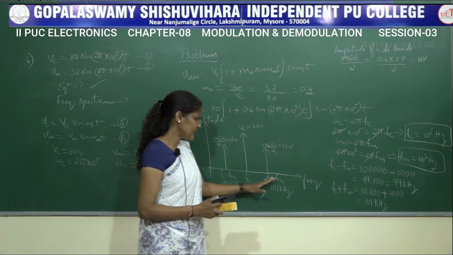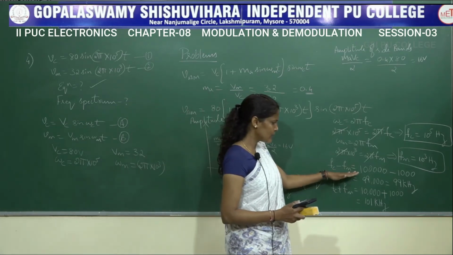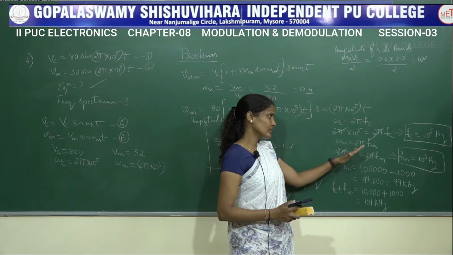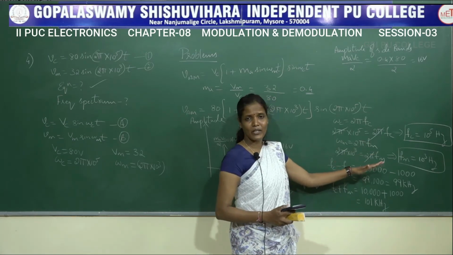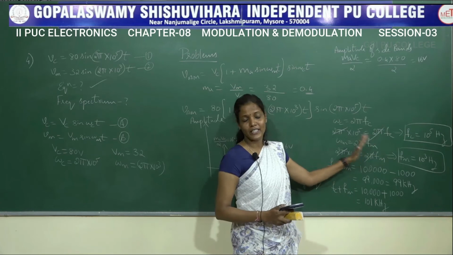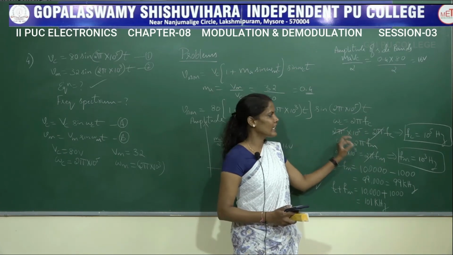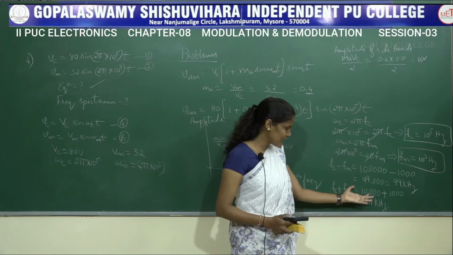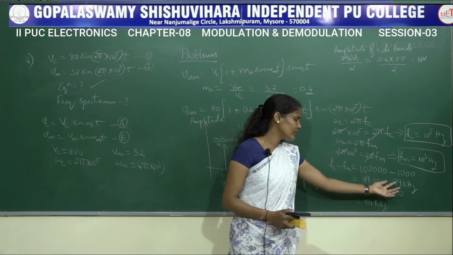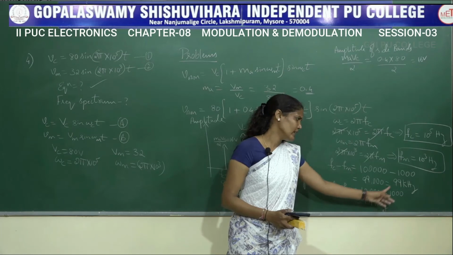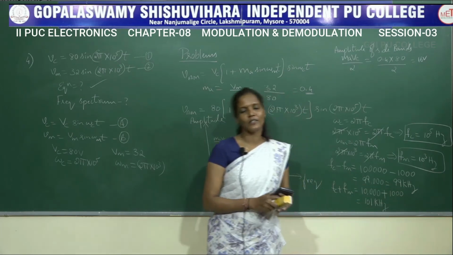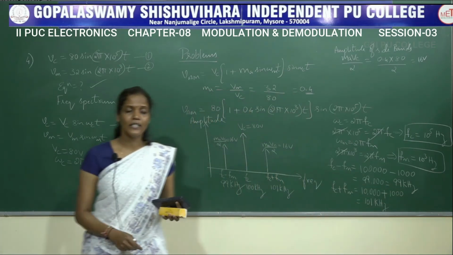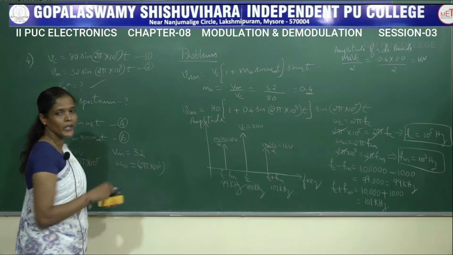Clear? While solving these sideband frequencies, please follow this method. 10 to the power of 5 minus 10 to the power of 3 equals 10 to the power of 2 - many people may write it like that, because in exams they have written like that. That will give you a wrong answer. So please follow this method and come up with this kind of answers, 99 kilohertz and 101 kilohertz. Clear? Now we'll move on to the fifth problem.